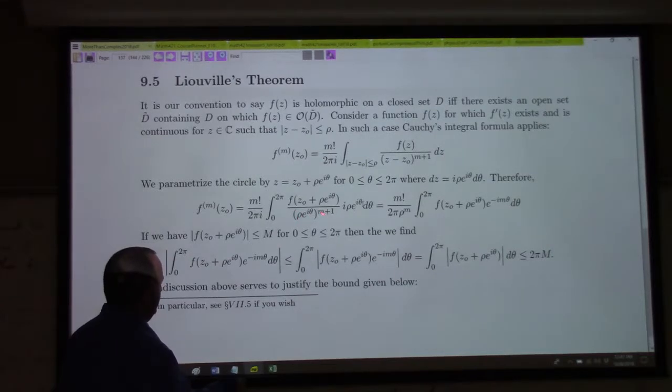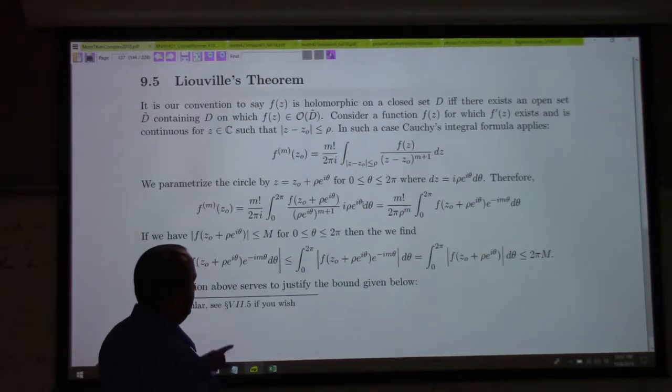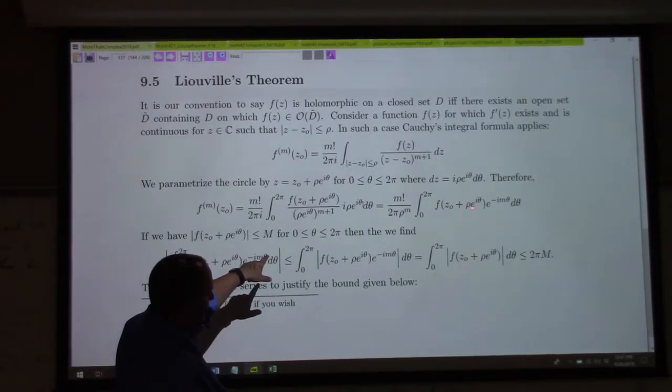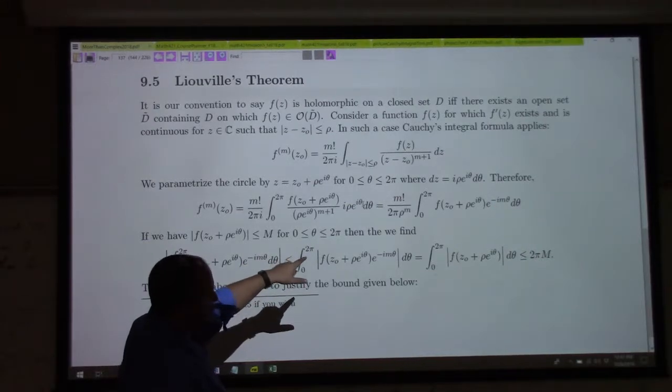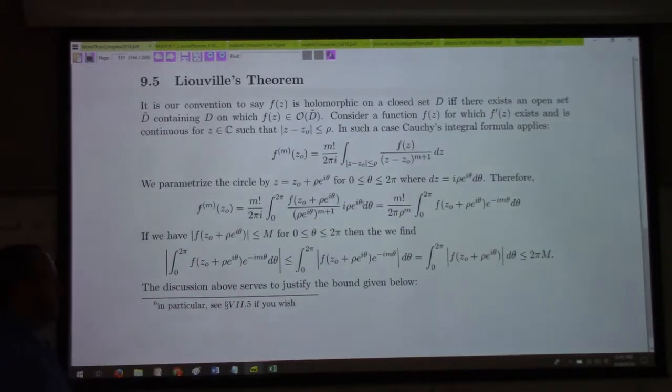So rho to the m plus 1, and then there's a rho up here, it cancels the m plus 1, just leaves me with m. And then, of course, you've got your f evaluated on the parameterization. We've got one e to the i theta up here, but we've got m plus 1 of them down here. So we have a net of m in the denominator, which gives me e to the minus i m theta.